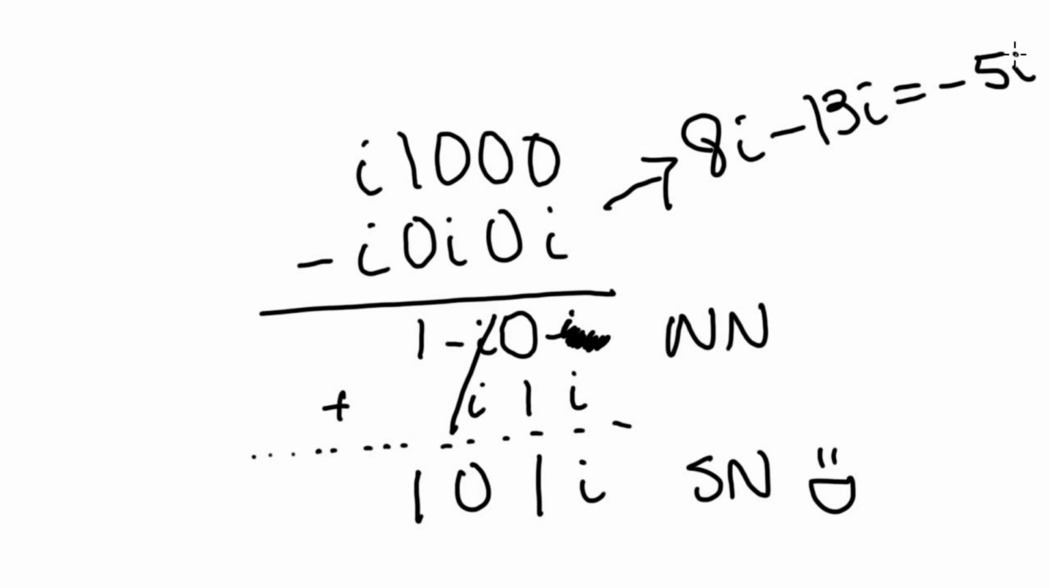IBI subtraction is generally very simple. The only thing you need to pay attention to is converting from NN to SN at the end.